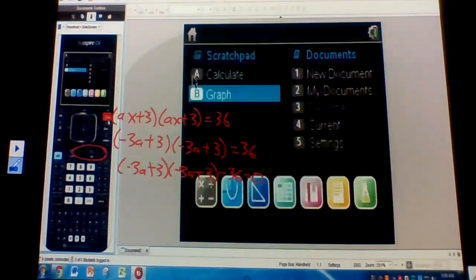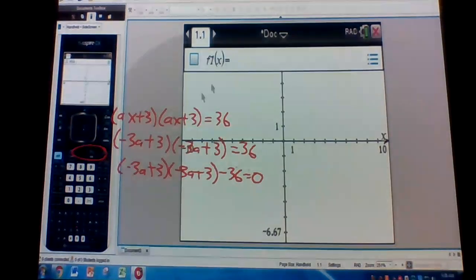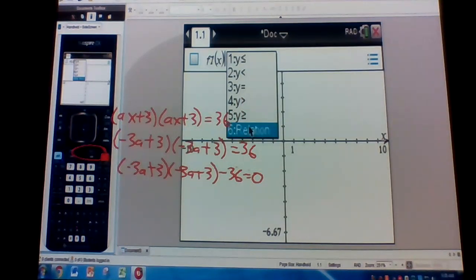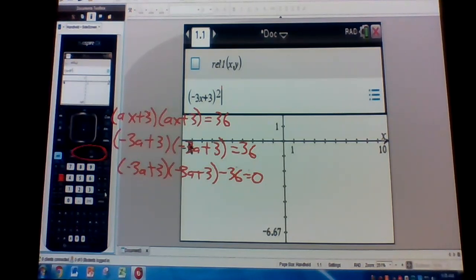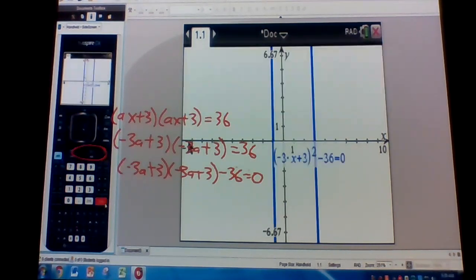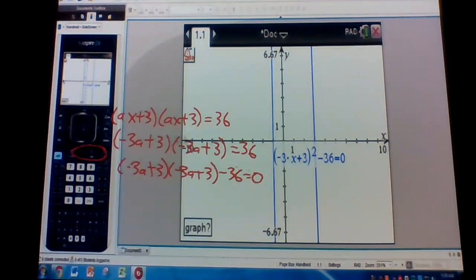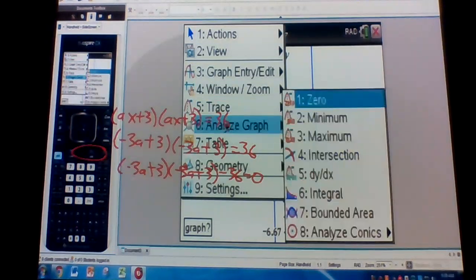So let me go to a new document. No, I'm going to add a graph. Okay, again, we don't want this, so we're going to hit delete and just go to relation. Then we can put in -3x plus 3. And it's really squared, right? So squared. Okay, minus 36. Okay, now that I'm doing that though, there's a much easier answer. Okay, then equals 0. Okay, and then you can do menu, analyze graph, zero to find your answers.